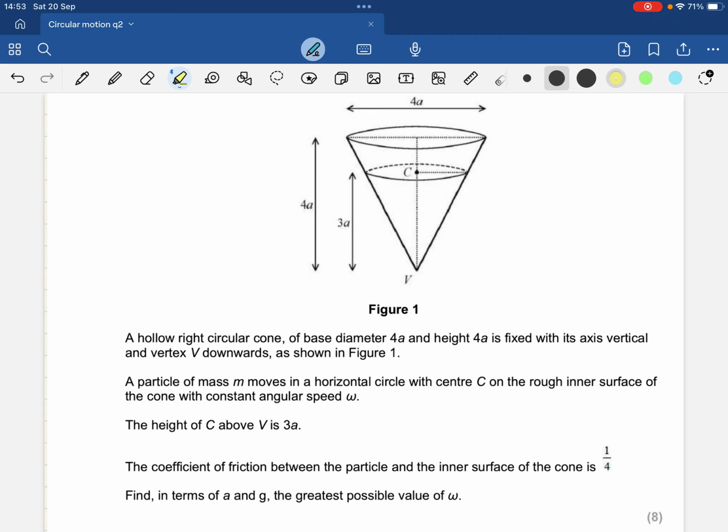This is meant as a follow-up to the previous video, and I thought we'll have another look at a circular motion rough cone kind of question. Let's read it first of all. We have a hollow right circular cone, 4a base, 4a height. Okay, we have a particle mass m, horizontal circle, on the rough inner surface with angular speed omega. We even get given a coefficient of friction 1/4. We want to find the value of omega.